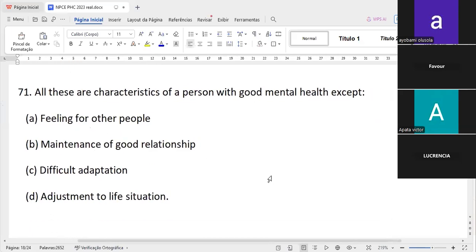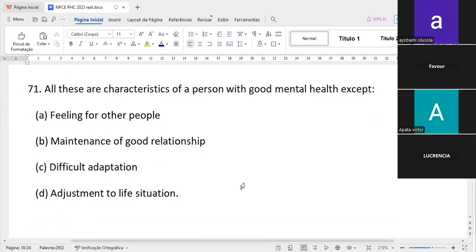All these are characteristics of a person with good mental health, except difficult adaptation. Difficult adaptation, correct.